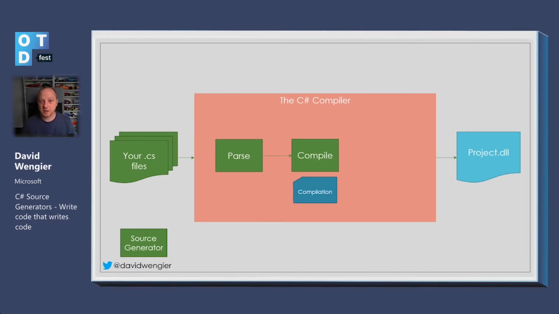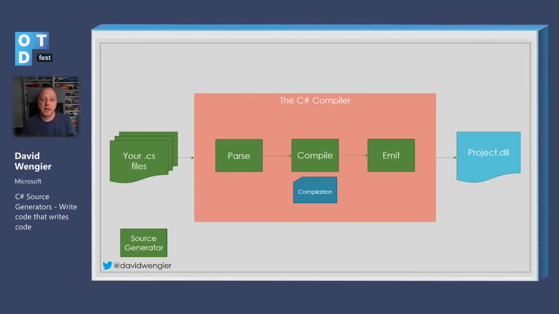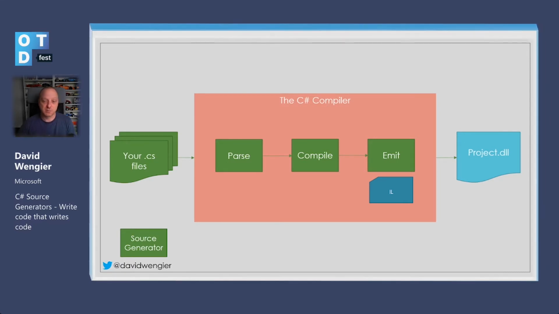Sent into the compile phase and becomes a compilation. And then the compilation from your project and all of the source generators you might have are combined together. And then we go through the emit phase and out to your DLL. So it's really about adding in more code, but controlled by your source generator. So your code that you write in your source generator writes more code.